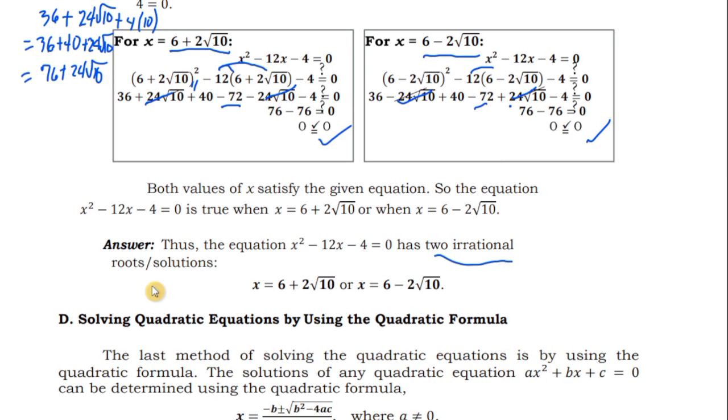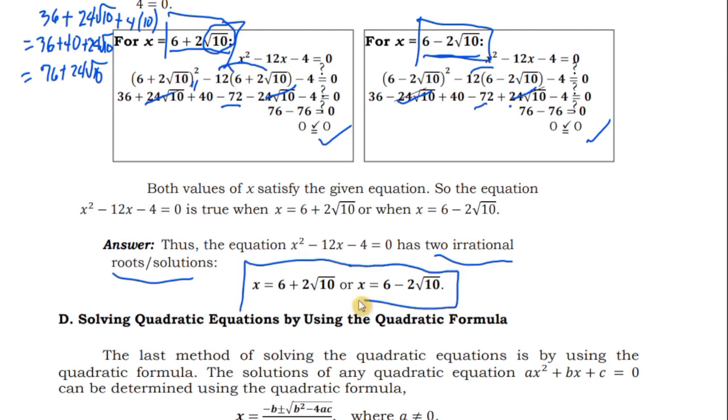Why is it irrational? Our two given answers have a radical sign that is not a simplified radical value, so that is why they are irrational. So we now have these as the values. x is equal to 6 plus 2 square root of 10. The other value of x is 6 minus 2 square root of 10.